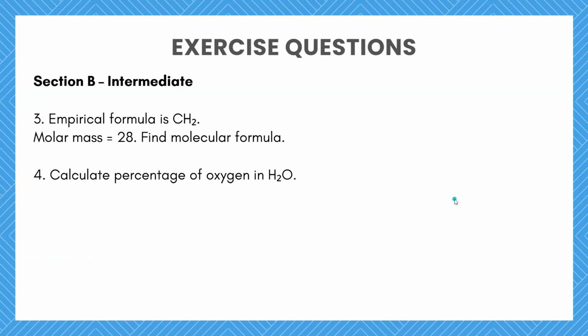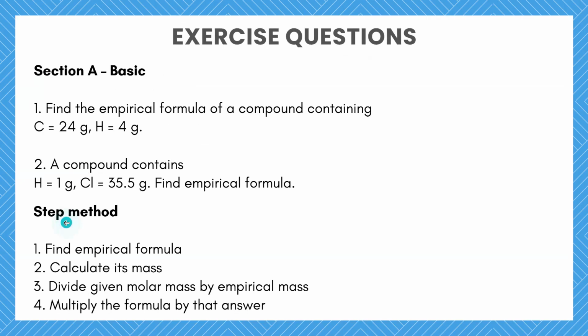In the next section, we have the intermediates. The empirical formula is CH2. The molar mass is 28. Find the molecular formula. So how do we do that? Let's go ahead and check out the rules for getting the molecular formula of a compound.